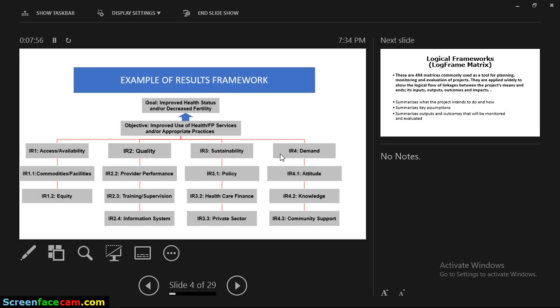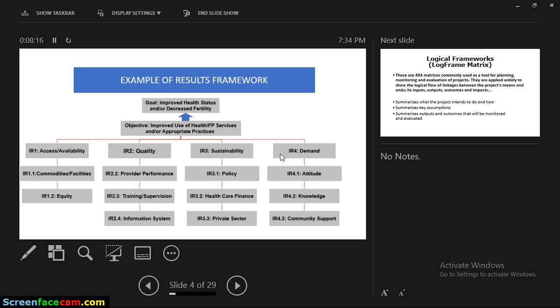Then after you have your output, there will be something that will happen in the middle here before you can say that there has been improvement in the health status or decreased fertility in society. There must be something that should happen in the middle. And that very thing that happens in the middle, before you reach the impact, is called an outcome.